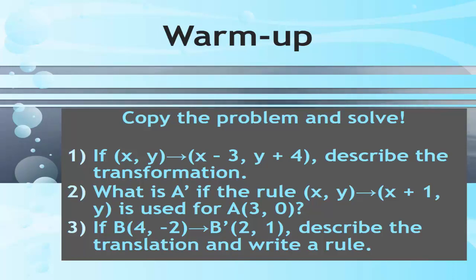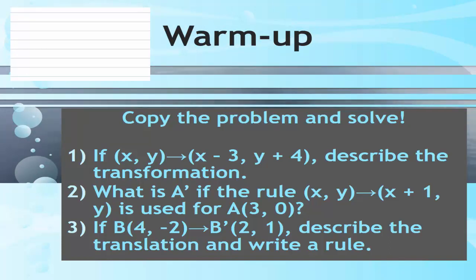What is A prime if the rule (x, y) forms (x plus 1, y) is used for A being at the ordered pair (3, 0)? Since A is at the ordered pair (3, 0), we're going to have an x of 3 and a y of 0. And so we'll simply plug those into our rule.